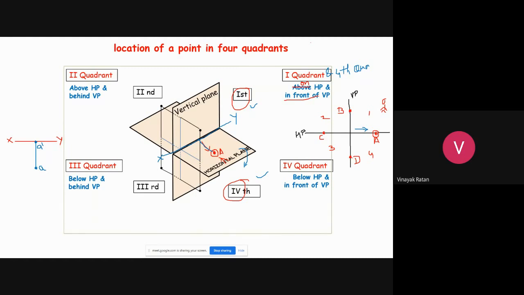It means your point lies in both first as well as fourth quadrant. That is this as well as this. Okay, so this is the first case. Understood the first case?